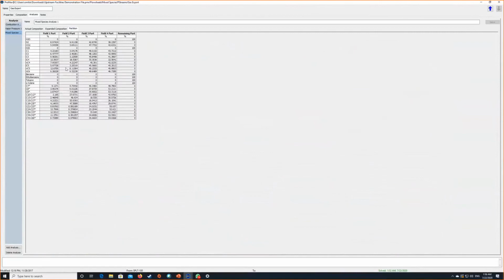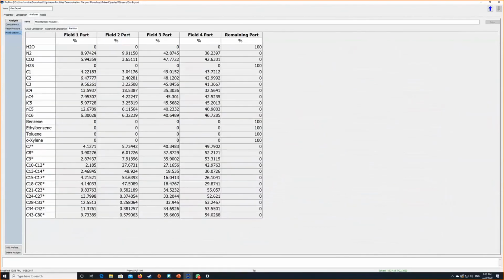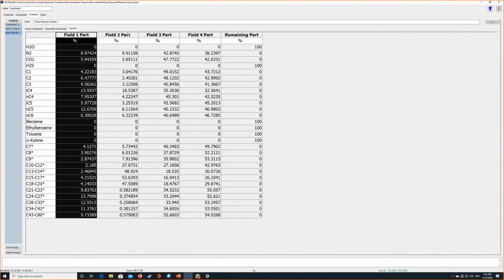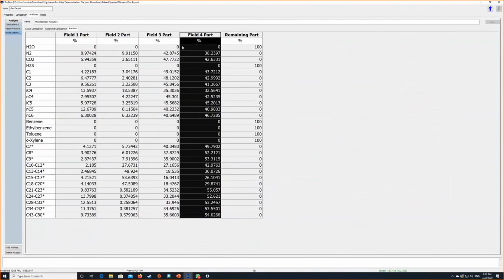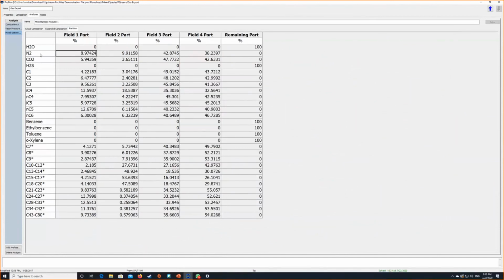A simpler breakdown of this is under the partition tab. So as you can see, field 1 partition, field 2 partition, field 3 partition, and so on. What this does is basically tell you your nitrogen: 8% comes from field 1, 9% comes from field 2, 42% from field 3, 38% from field 4. Same thing for the CO2, same thing for the methane, and so on. All right? So this gives you an even better breakdown of the system.